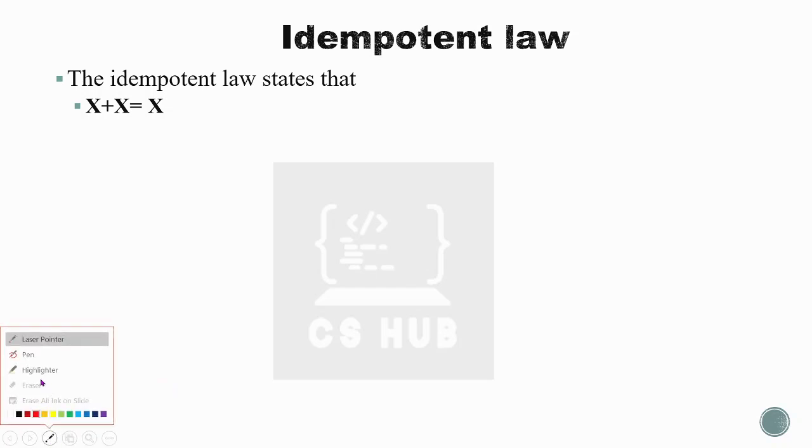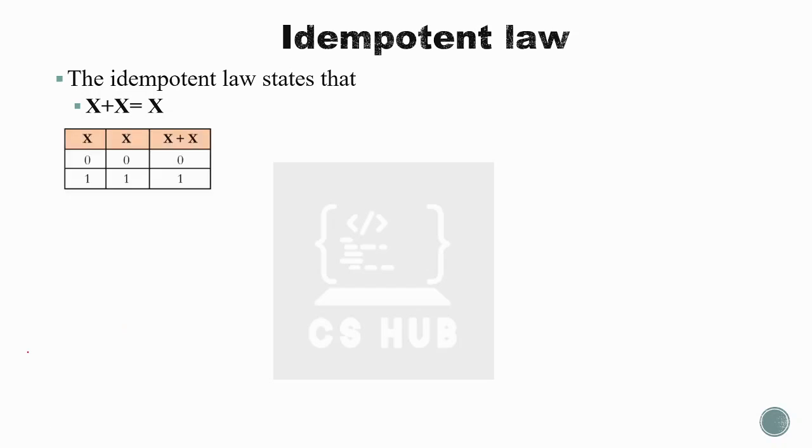Next, the idempotent law, theorem number 2. This law states that x plus x equal to x. When we add two same variables, we get that variable itself. x can take 0 and 1, and here also 0 and 1. So when we add these two variables, 0 plus 0 equal to 0, 1 plus 1 equal to 1. So this x plus x equal to x itself. Hence the theorem is proved.